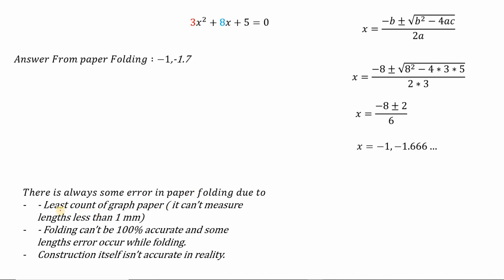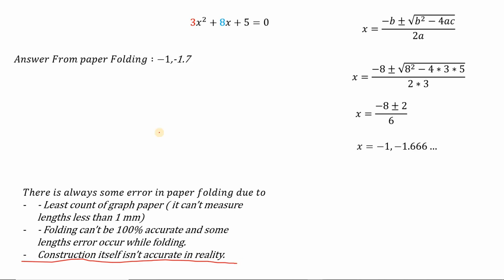One reason is the least count of graph paper, because it cannot measure lengths less than 1 mm. And folding cannot be 100% accurate, and some length error always occurs while folding. And the main reason is construction itself isn't accurate in reality.